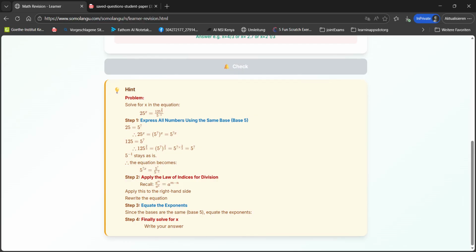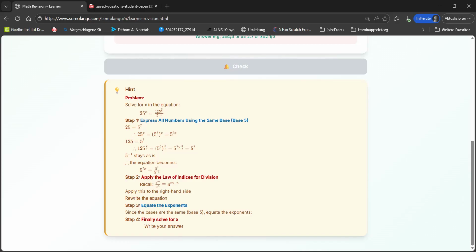The second step is application of the laws of indices, and in this case for division. If we recall, if you're given any number, for instance a to the power of m, divided by a to the power of n, this is the same as that number a to the power of m minus n, subtraction of the two powers. So we apply this rule on the right hand side, which has division, as you can see. And then we rewrite the equation.